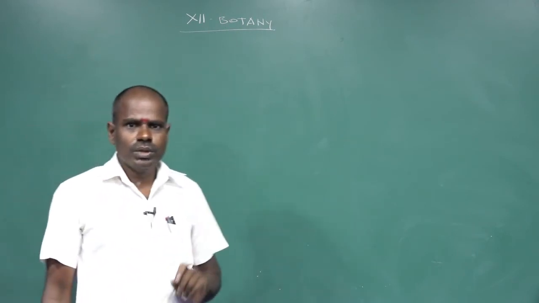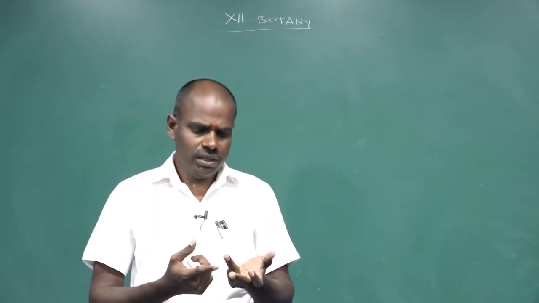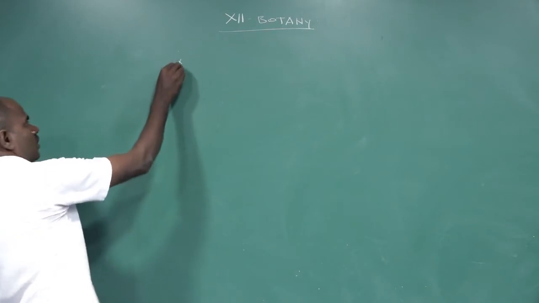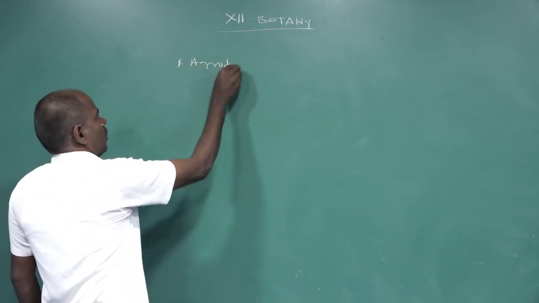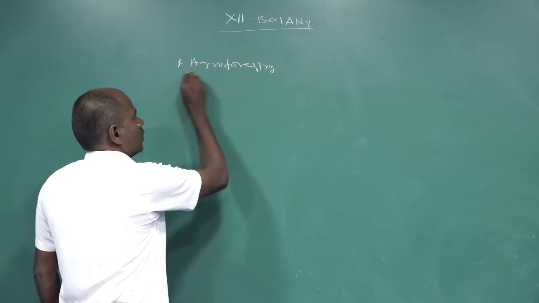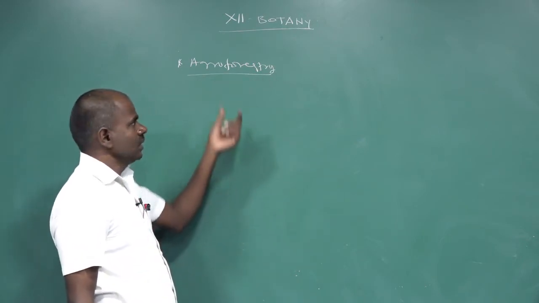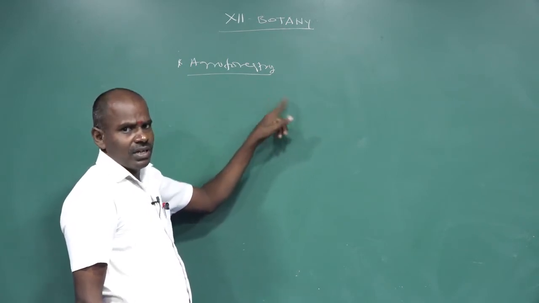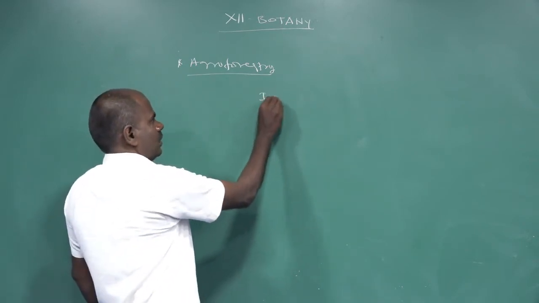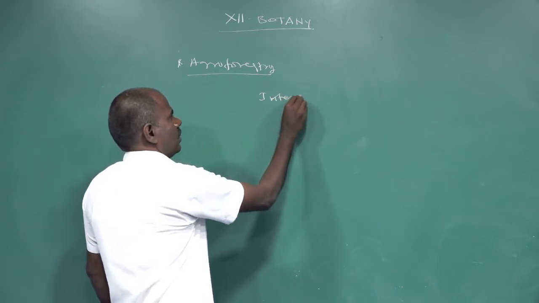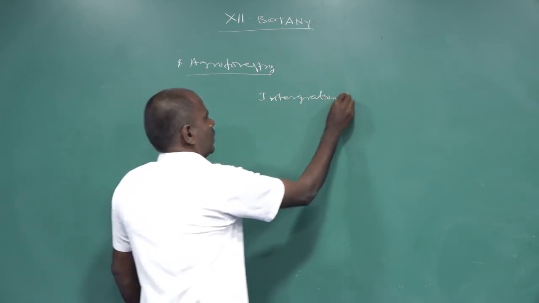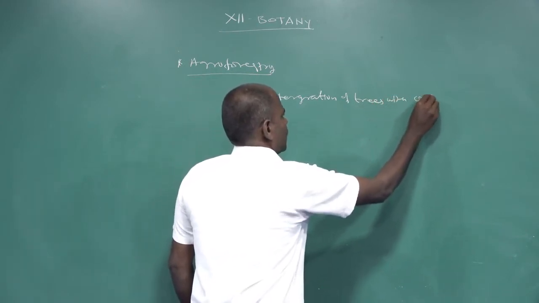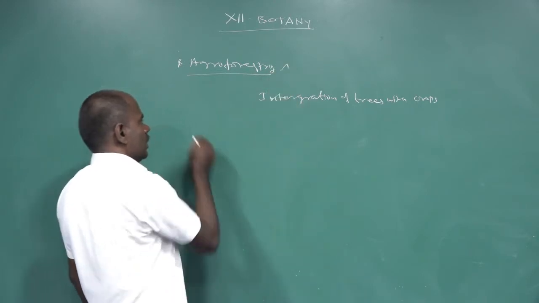In the previous class we discussed social forestry, agroforestry and deforestation. Agroforestry means integration of trees with crop plants. That is called agroforestry.